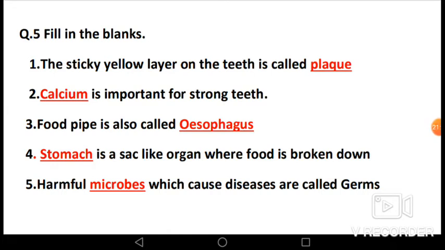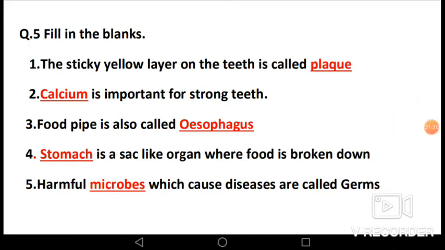In the digestion system, food passes through a thin long tube which is called the food pipe or esophagus. Fourth, dash is a sac-like organ where food is broken down. The answer is stomach. It also plays an important role in the digestion of food.